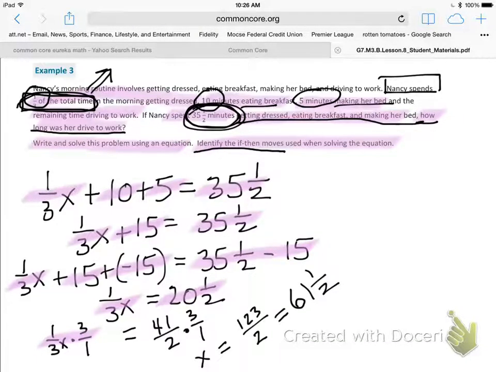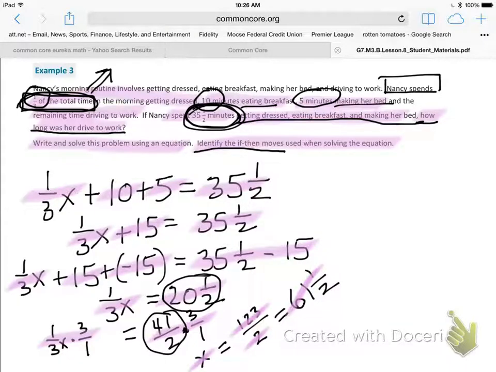Now I multiplied over here also by the reciprocal. 3 over 1, the reciprocal of 1 over 3, times 41 over 2. So I went ahead and changed this mixed number into an improper fraction. Makes life easier for me. So now I ended up having x, my 1x, equals 123 over 2, and then I could easily turn that into 61 and 1/2, because there are 61 wholes in this improper fraction, and then a half left over.